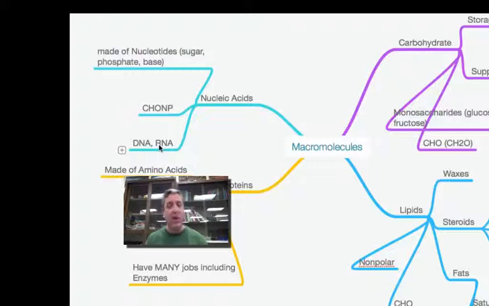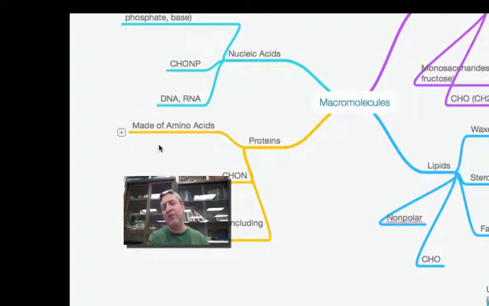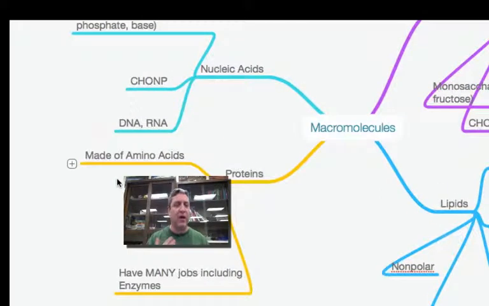All the information about your genes, where you got your eye color and your hair color and all that stuff from your mom and dad, is in your nucleic acids. We're going to spend an entire 9 weeks on nucleic acids. From Christmas to spring break, we're going to talk about this in great detail. And then the last one is proteins, and we're going to talk about these all year long because they show up constantly. They have many, many jobs, including one that we've already talked about, and that's enzymes. Enzymes are proteins.